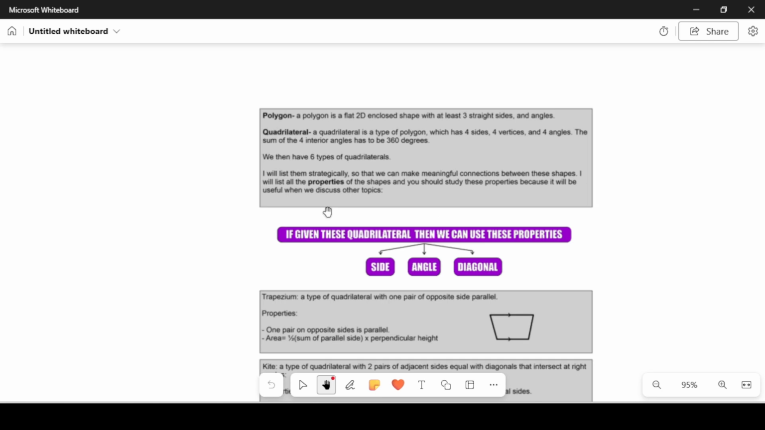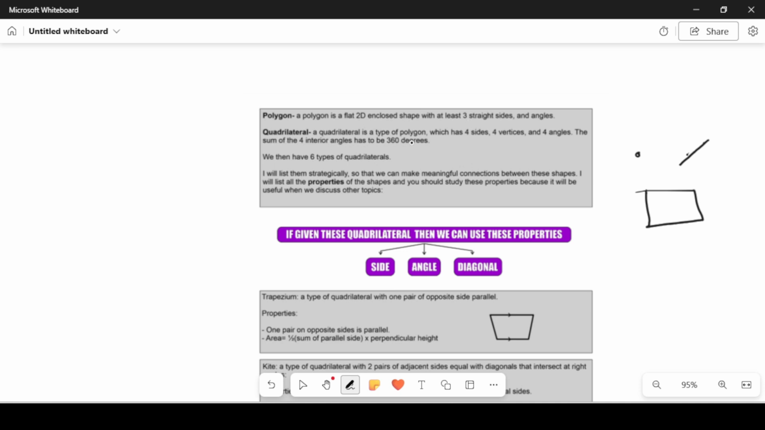A polygon is a flat 2D enclosed shape with at least 3 straight sides and angles. Okay, so that's what makes a polygon. It's a 2D shape. Remember we said from a point, when you have 2 points, you have a line. And then when you have lines that join together, we have a plane, right? Or an enclosed shape. So this is basically what we are talking about.